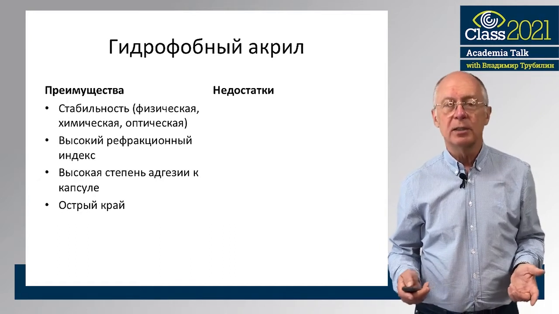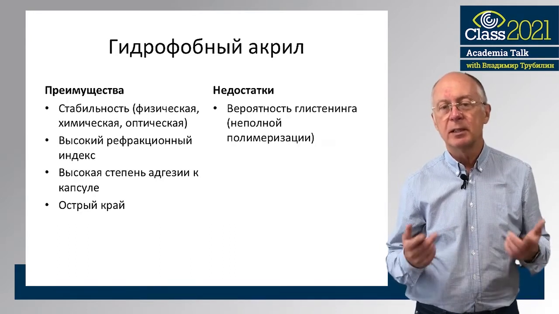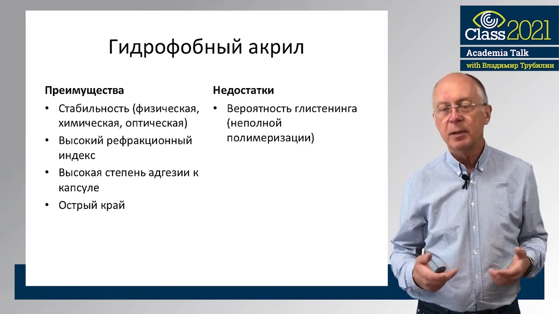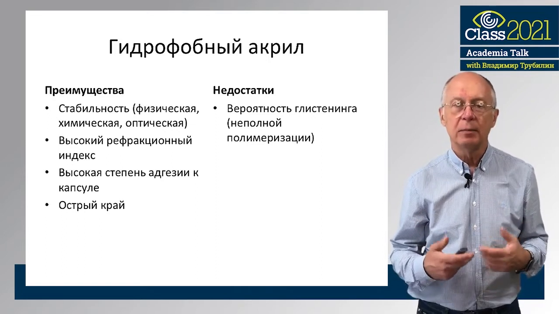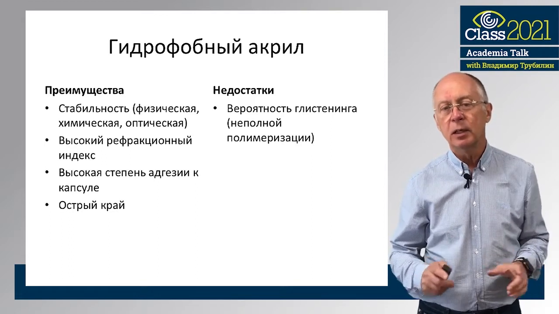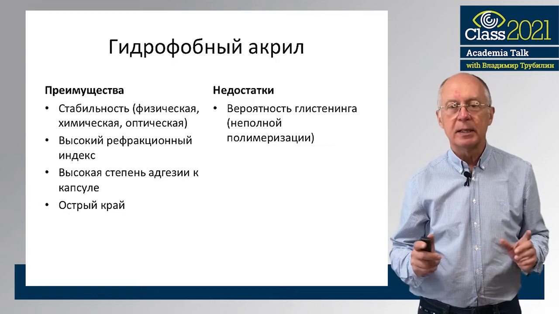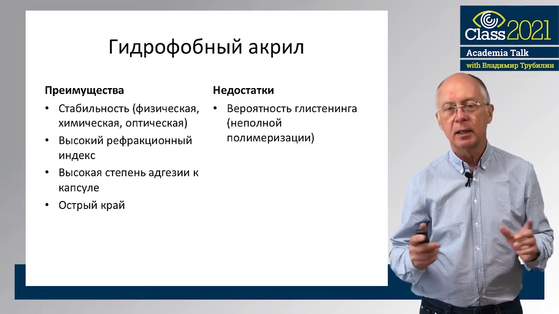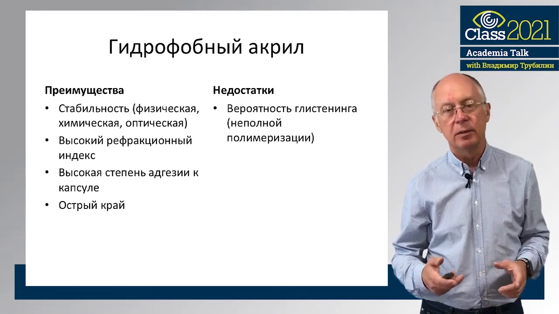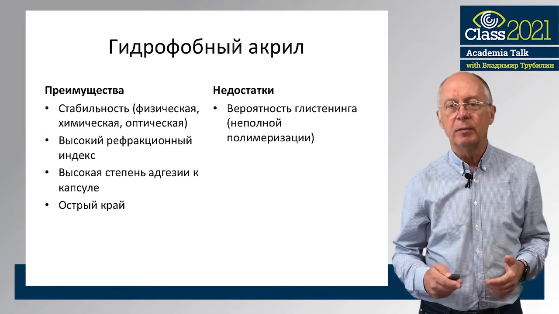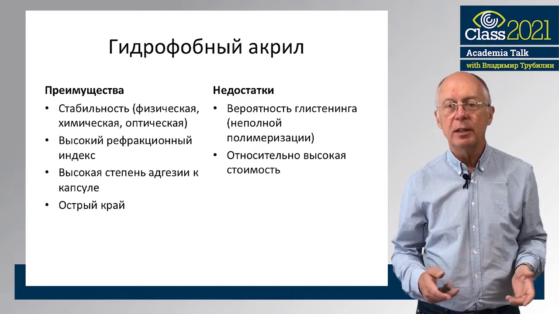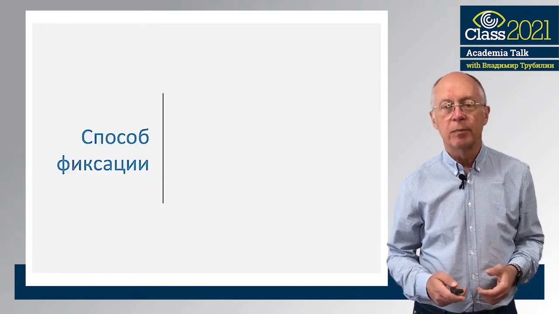However, hydrophobic acrylic unfortunately has some disadvantages, and in particular the possibility of glistening. It is uncompleted polymerization, which means that with time, already being in the eye, the material changes its optical properties, causing the appearance of subtle fogging. It doesn't generally affect vision. However, this clouding is clearly observed through the slit lamp during examination of the lens position and its condition. These lenses are relatively high in cost, as hydrophobic acrylic is harder to manufacture, which tends to increase the price of these lenses.